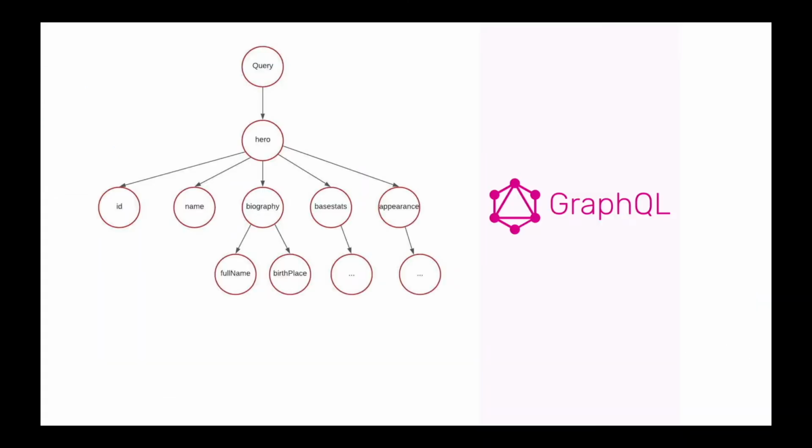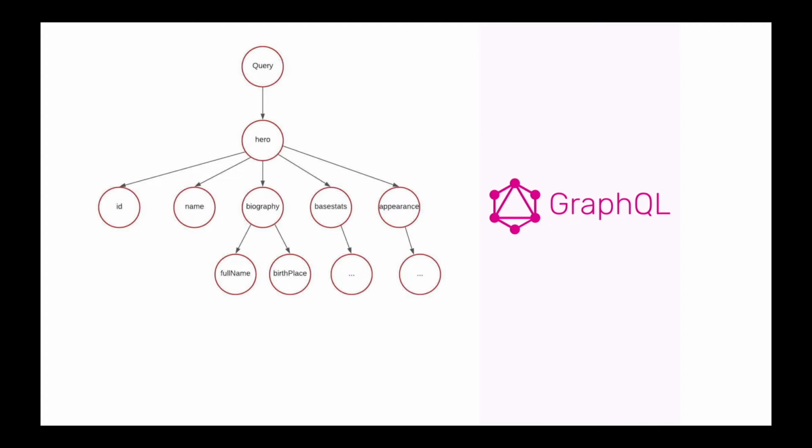Each query goes through three phases. They are parsed, validated, and executed. The query is parsed into an abstract syntax tree, AST. Here you can see an example for the hero query. The tree is validated against the schema and executed with the runtime. The runtime starts from the root of the tree, invokes resolvers, collects a result, and emits JSON.